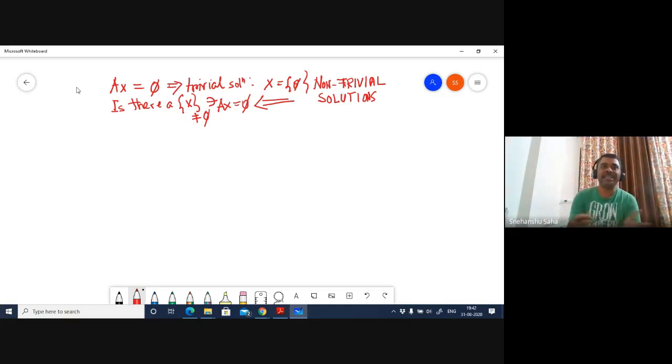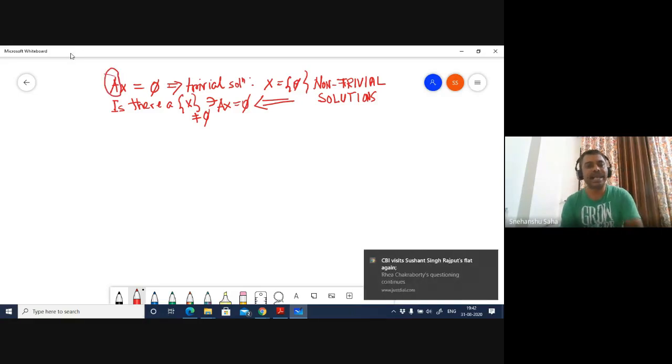I mean, you can find it empirically, right? But if you have thousands of equations and thousands of variables, there has to be some way to know a priori, purely based on the matrix itself, whether such non-trivial solutions exist or not.